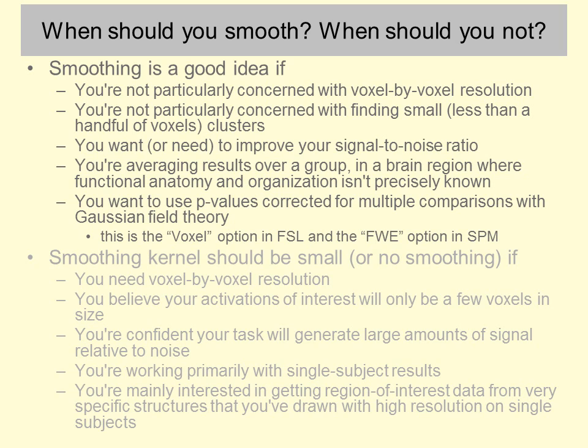So if you're averaging results over a group where functional anatomy and organisation isn't precisely known, so you can't go in and define a priori regions of interest easily, then again smoothing can help you.